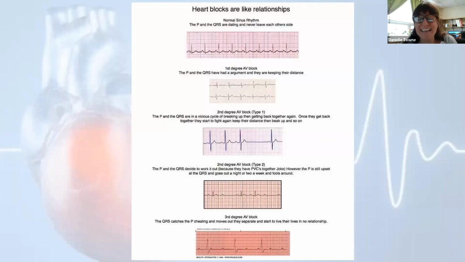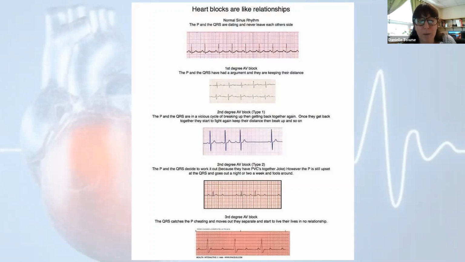Our second degree type 2, Mobitz II, the P and the QRS complex decide to work it out because they have PVCs together. However, the P is still upset at the QRS and goes out a night or two a week, and kind of goes around, right? So you've got P waves with no QRS complex because the P is leaving that QRS at home sporadically, but we don't really know when that's going to happen.